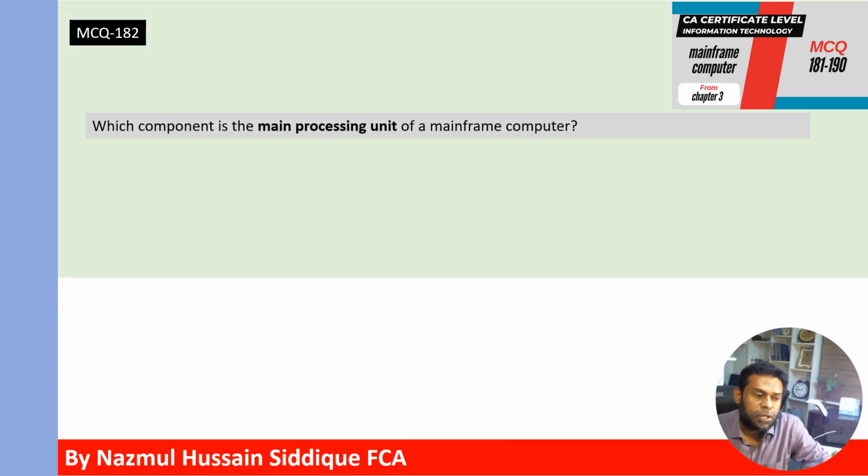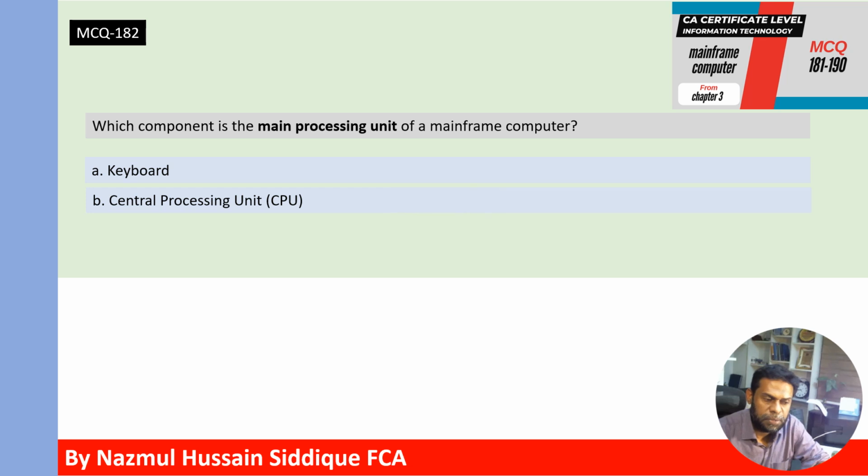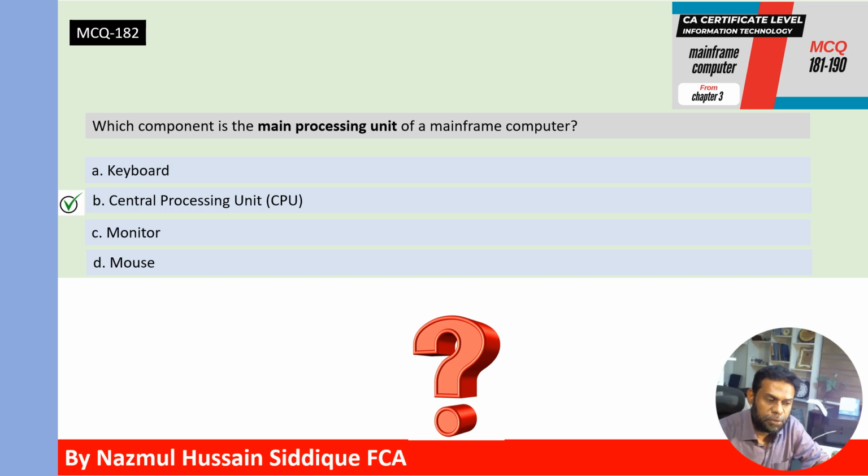Next question. Which component is the main processing unit of a mainframe computer? Option A, keyboard. Option B, central processing unit. Option C, monitor. Option D, mouse. The correct answer is option B. Central processing unit is the main processing unit of a mainframe computer.